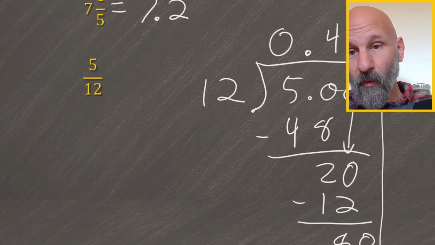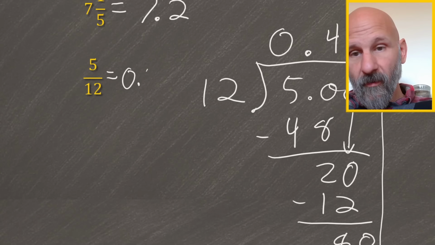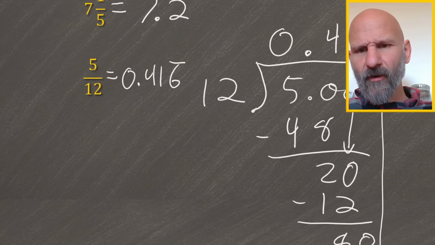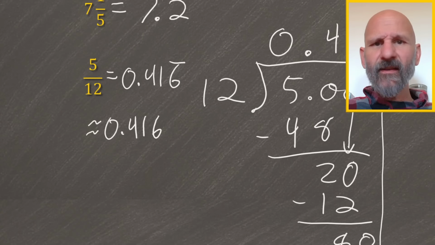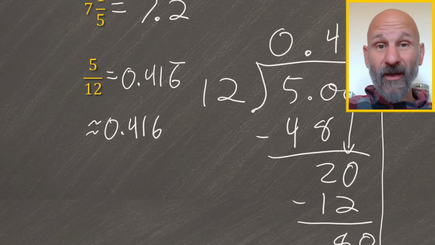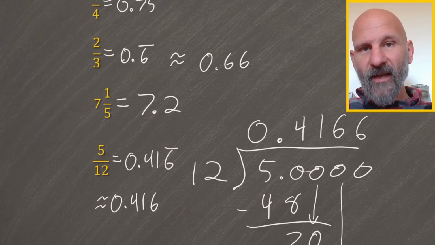So this 5/12 is going to equal 0.41, and then the 6 has the bar over it like that. And again, if we're going to use our calculator, we would probably just type in 0.416. That'd be a decent estimation for that. We can't do a bar in our calculators for the most part. But that's kind of the main way that we go from fractions to decimals.